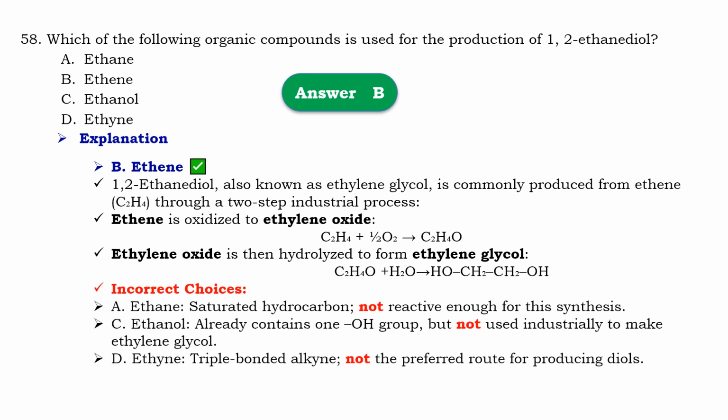When we see the other options, ethene is an unsaturated hydrocarbon, so it is reactive enough for the synthesis. And when we see option C, ethanol already contains one OH group but is not used industrially to make ethylene glycol. And when we see option D, ethyne, a triple bond alkyne, it is not a preferred route for producing diols.